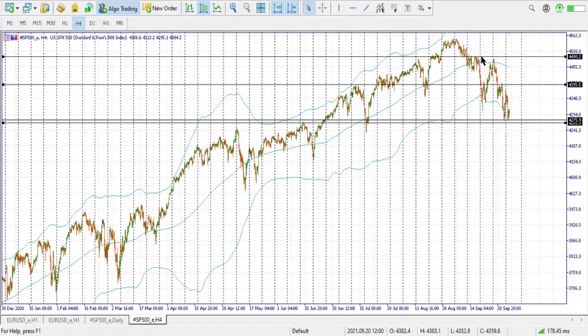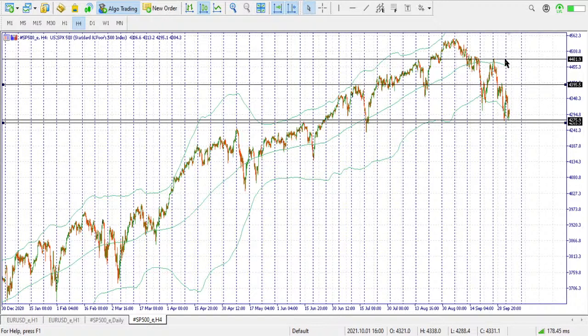The next target is this one, and then the next target is this one. You buy it here, expect price to continue upwards with our target at 4395.5. The next target is 4481.9, and then the next target is 4551.7.